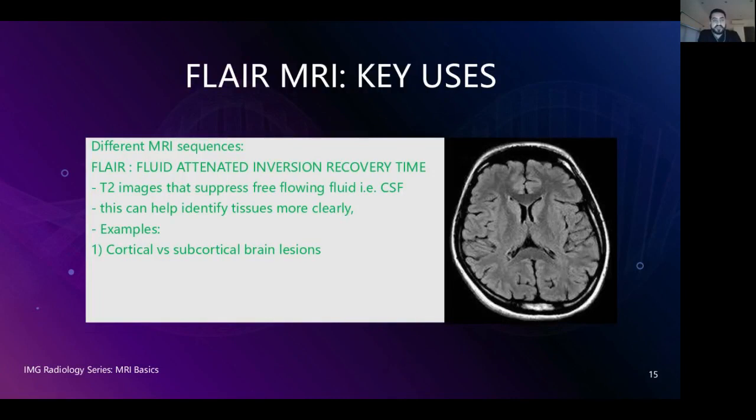And what are the particular examples that we can use this in? There's a number of different reasons why we do FLAIR imaging. But commonly it's used for things like lesions. So if you want to classify the type of lesion you're looking at, whether it's cortical or subcortical, and we'll look at a couple of images later on as examples where FLAIR imaging has been used.